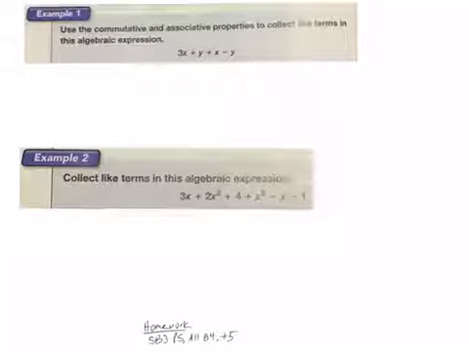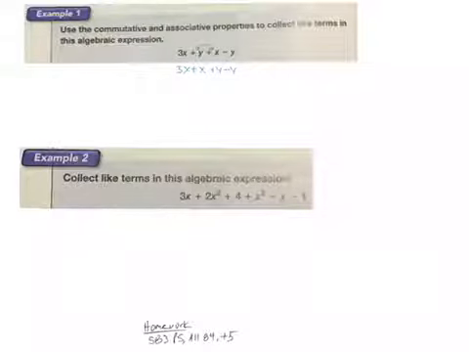Let's just do a couple of these. This is example 1. It says use the commutative and associative properties to collect like terms in this algebraic expression. So we're going to collect those like terms together. So what I'm going to do is I'm just going to switch those order. Because remember, it's what we call the commutative property. We can switch the order. So this is going to be the same thing as 3x plus y minus y.